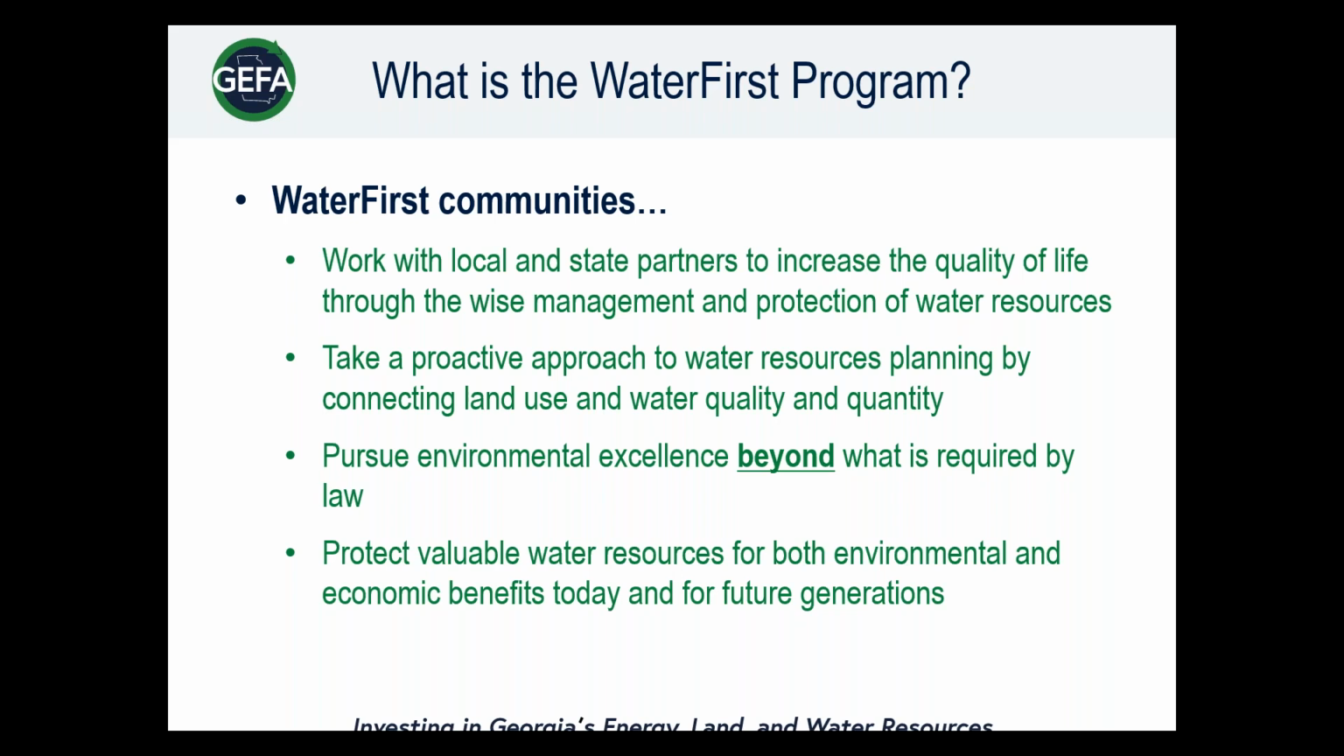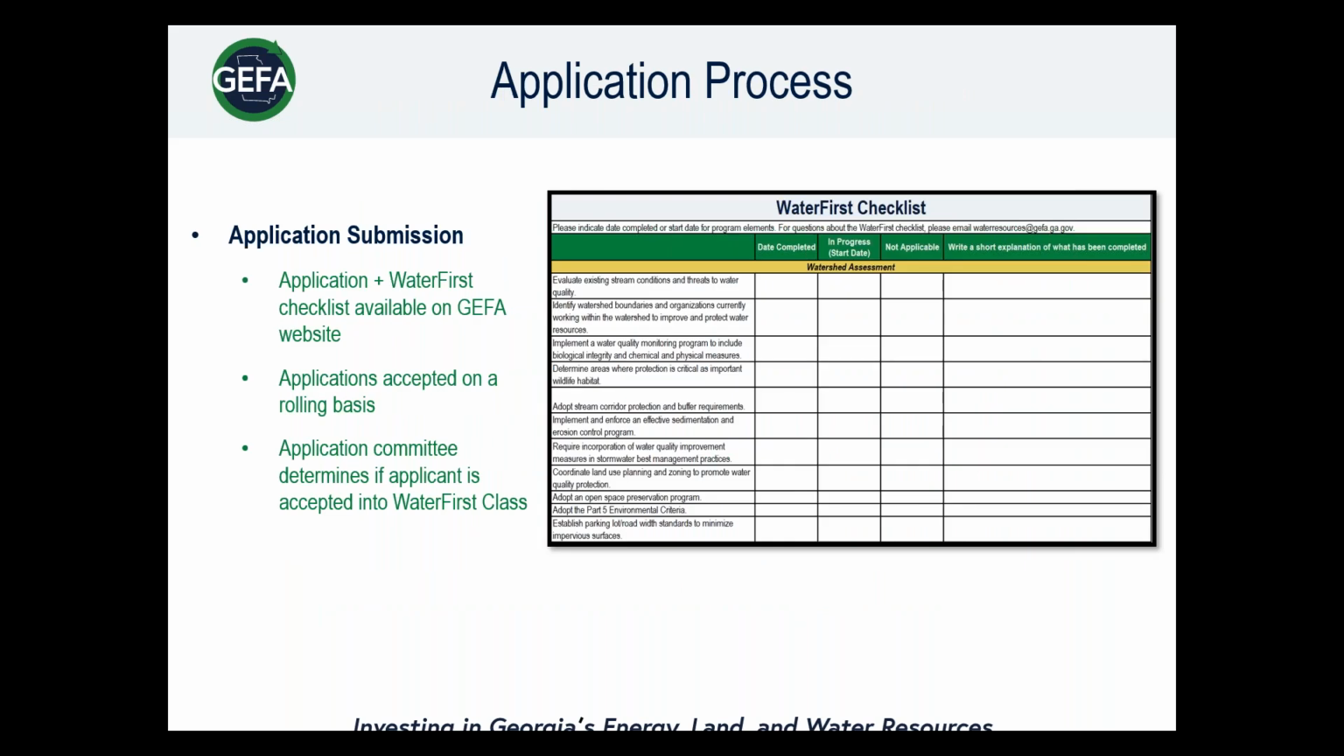So this is the nutshell of what the WaterFirst program is. It's going above and beyond the state's minimum requirements in terms of water, wastewater, and stormwater. On the next slide, we have a little more information again about the application process. What is involved with applying to be a WaterFirst designated community? There are about 40 of these communities in the state of Georgia right now. A few were added just this year. It does not take 5 minutes to fill out the application, right? It's a process, but there's a lot of good help and resources at GFA to walk you through that process.